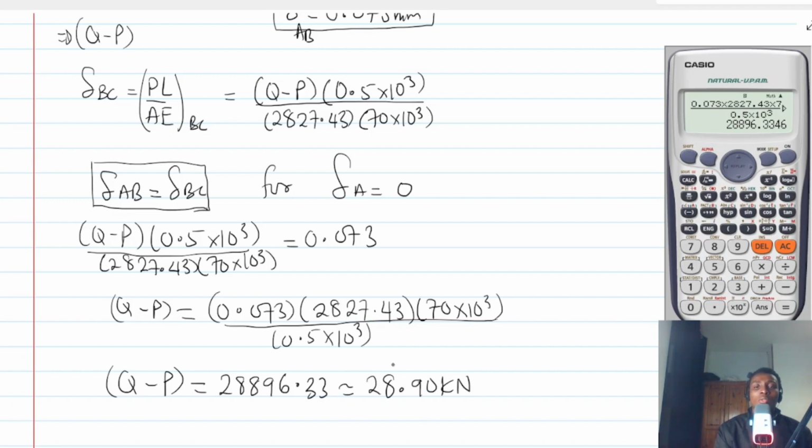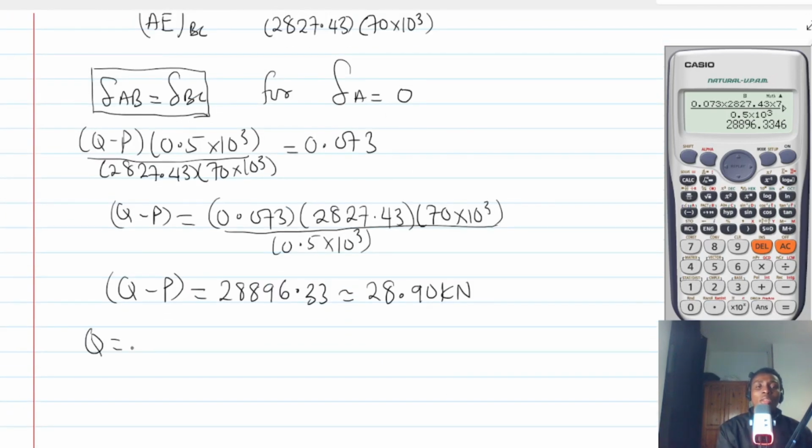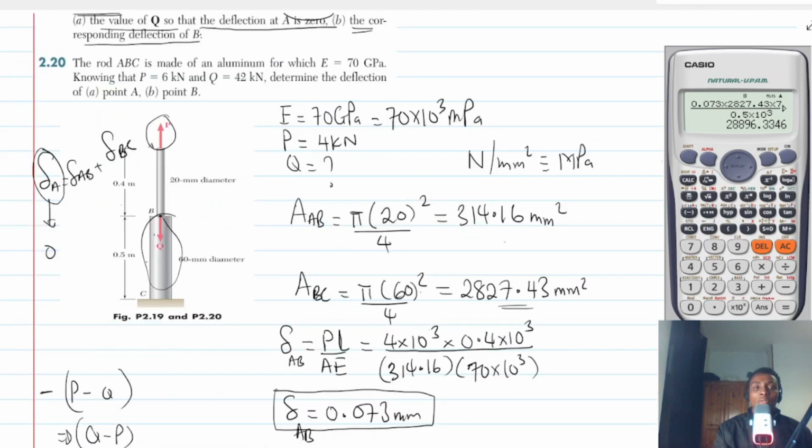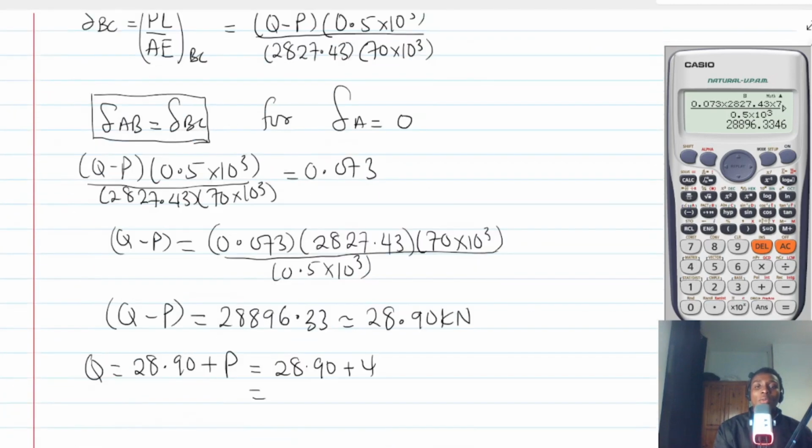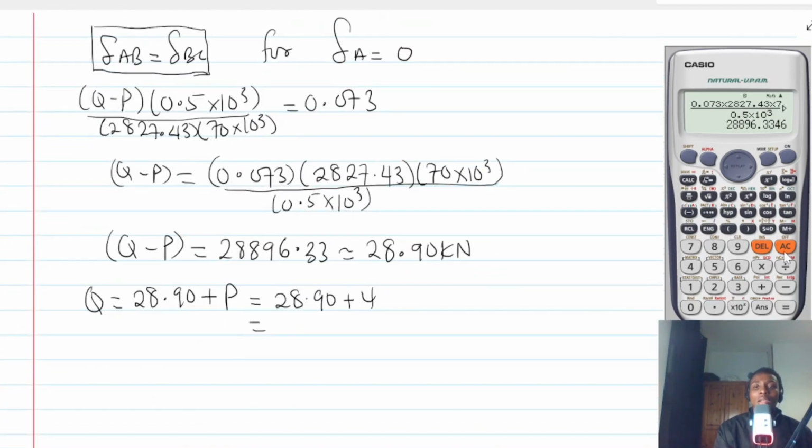So it means that if we want to solve for K, that is what the question said, K will be, okay, let's just write it straightforward, 28.90 plus P, but P is 4, so it's going to be plus 4. P is 4 kilonewton. So that is K. K will be 28.90 plus 4, and what is it? 32.90 kilonewtons.